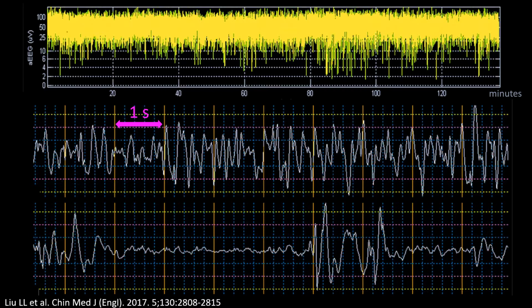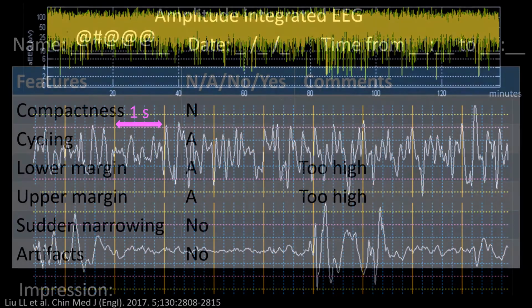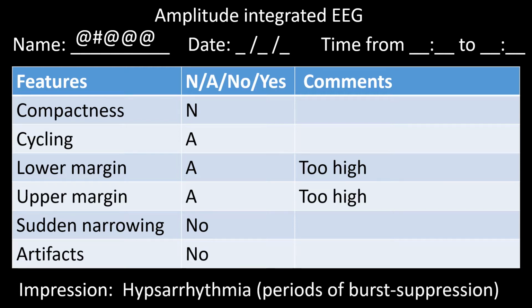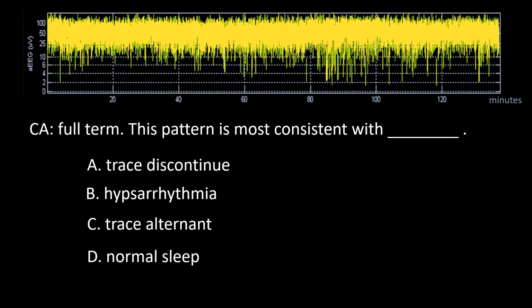These periods were not detected in the amplitude EEG since they were very short, lasting about 4 seconds, as you can see in this frame. So, to my already filled-out card, I would add the impression, which is hypsarrhythmia with periods of burst suppression. So the answer to this question is B.